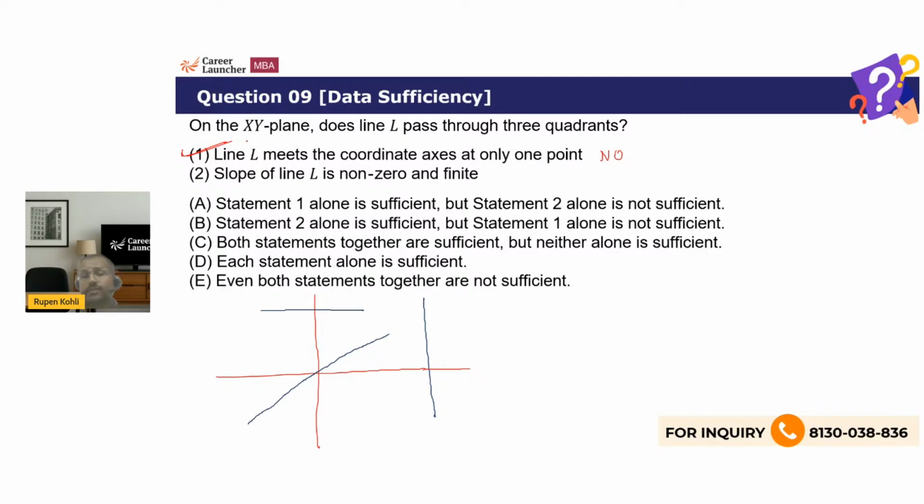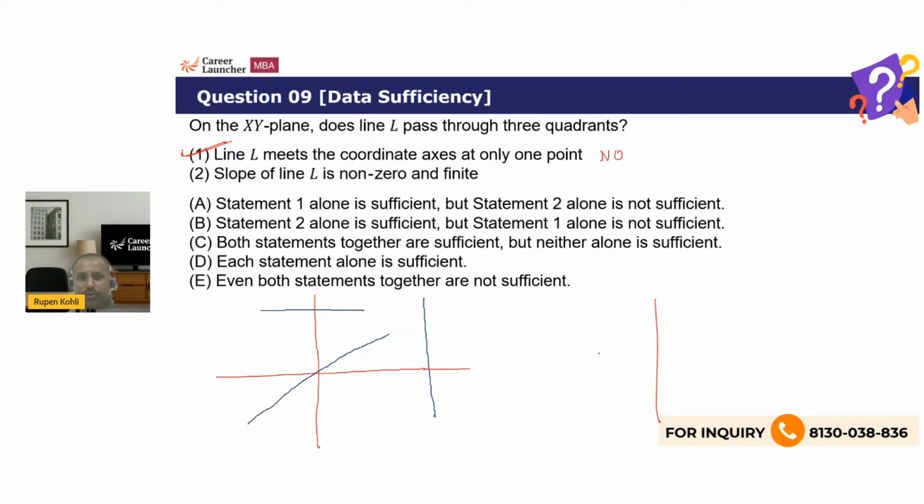In data sufficiency, we are looking for a definite answer. This is a data sufficiency question of yes-no type. Does line L pass through three quadrants? Answer can be yes or no. We are looking for a definite answer. A definite no is also sufficient. A definite yes is also sufficient. Statement 1 is sufficient. Moving on to statement 2 now.